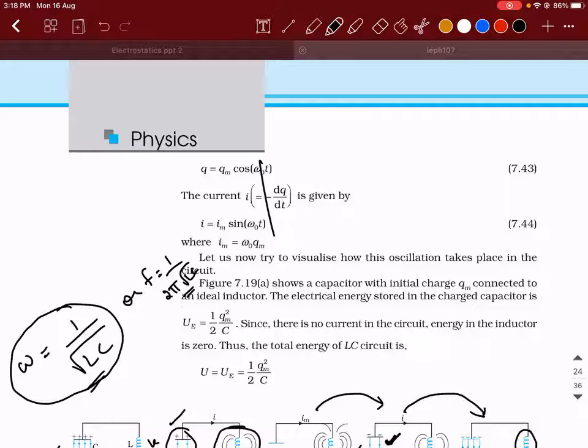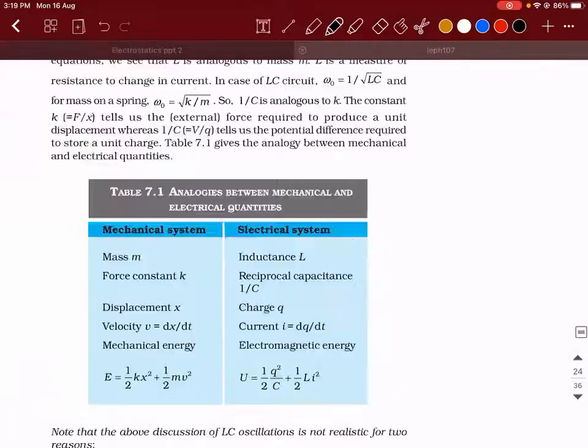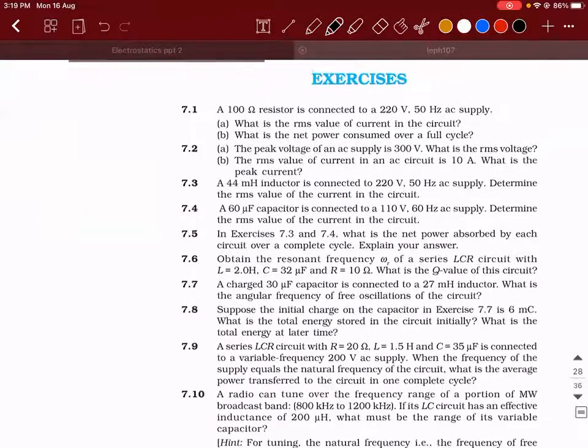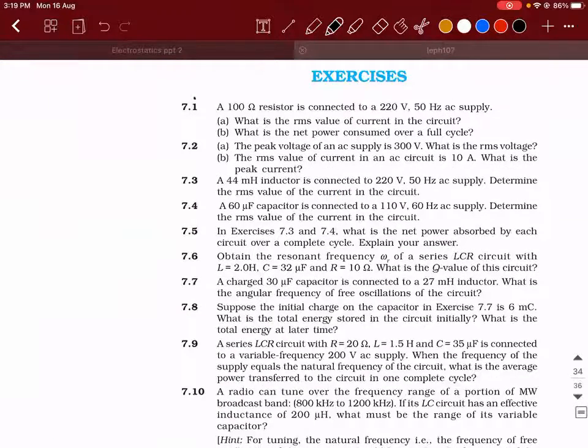If you're clear with this, we will start doing the exercise problems. So with this, the term one questions are over. We will solve some problems. Shall we proceed? Yes. Now you guys need to answer. So 7.1. There is a 100 ohm resistor which is connected to a 220 volt and 50 hertz AC supply.